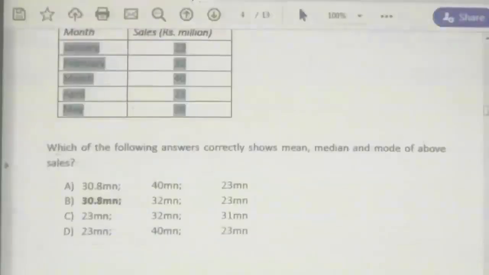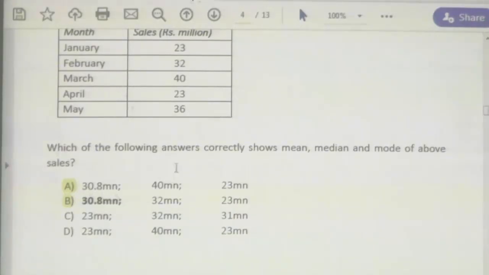Now, let's move into the answer. We have 30.8 in 2 answers here, A and B, right? Therefore, you have to find out the median as well as the mode. At least if you can find the median, then there is no need to go for the mode, because 30.8 is in both answers. In this case, the median is different in these 2 answers, 40 and 32. If you can find the median, you can easily find the answer.